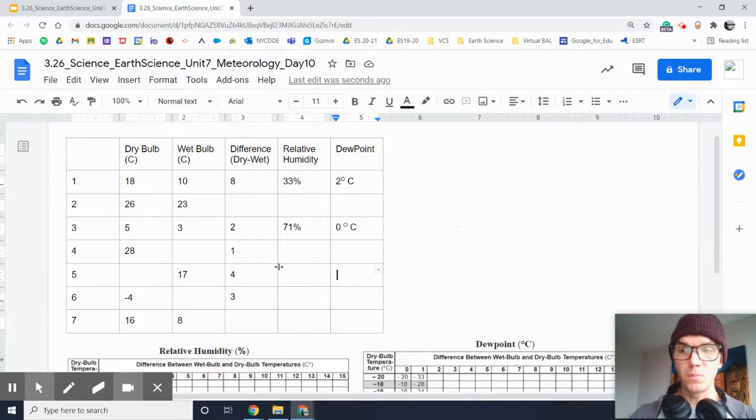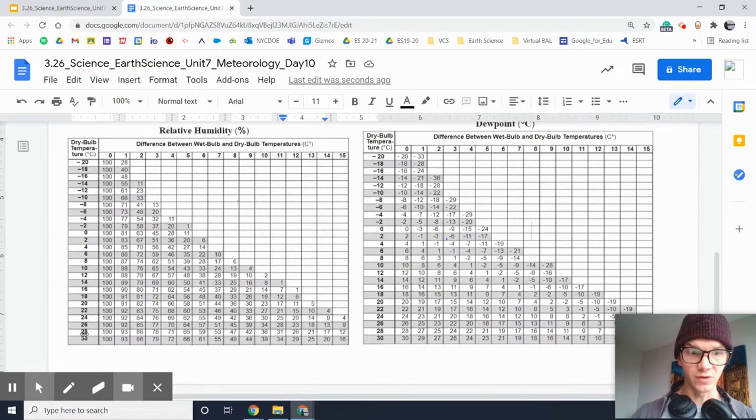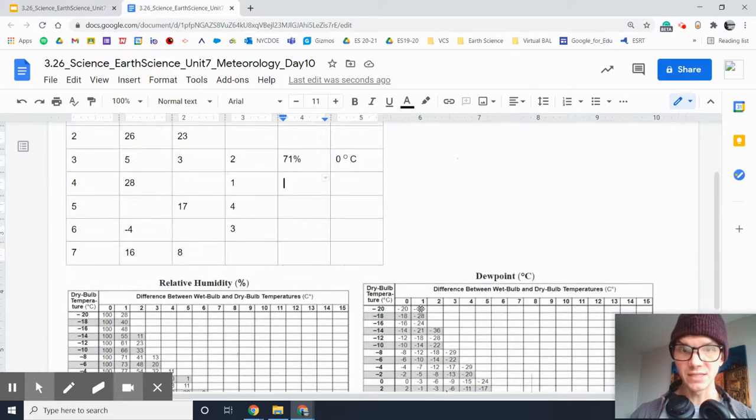So these next couple might look a little bit tricky, but you're just going to fill in the information that's missing based on what's given to you. So for this next one, I have a dry bulb temperature of 28 degrees. It doesn't give me the wet bulb temperature, but it does give me the difference between the wet bulb and the dry bulb. Now, if you wanted to, you could just find out the relative humidity and the dew point just based on this data, right? We have 28 degrees, the difference is 1, so the relative humidity would be 93 degrees. And for dew point, 28 degrees, difference is 1, so it would be 27 degrees Celsius.